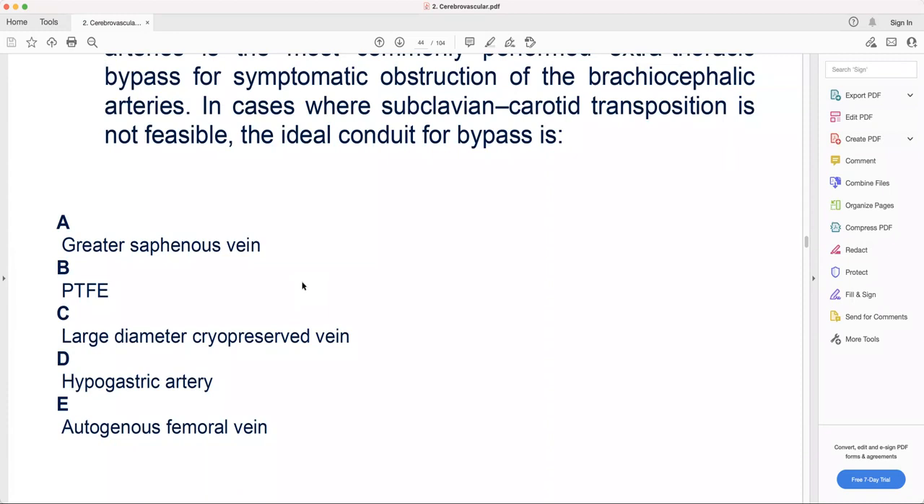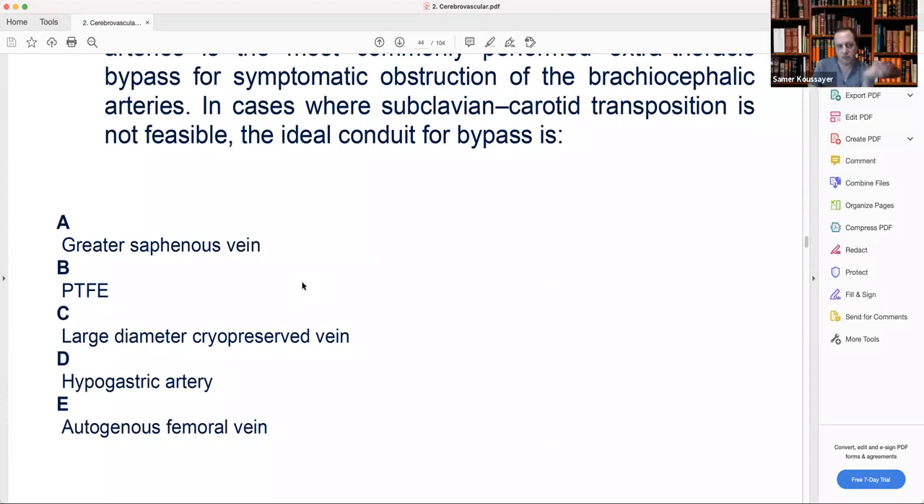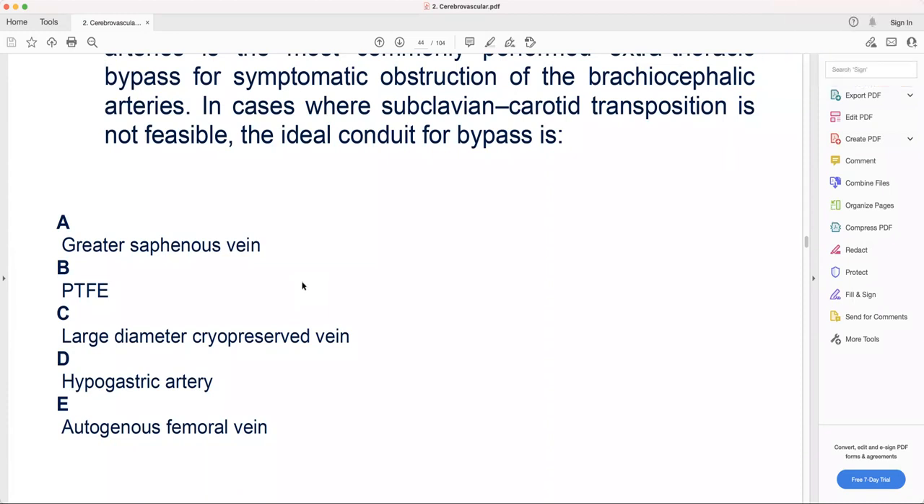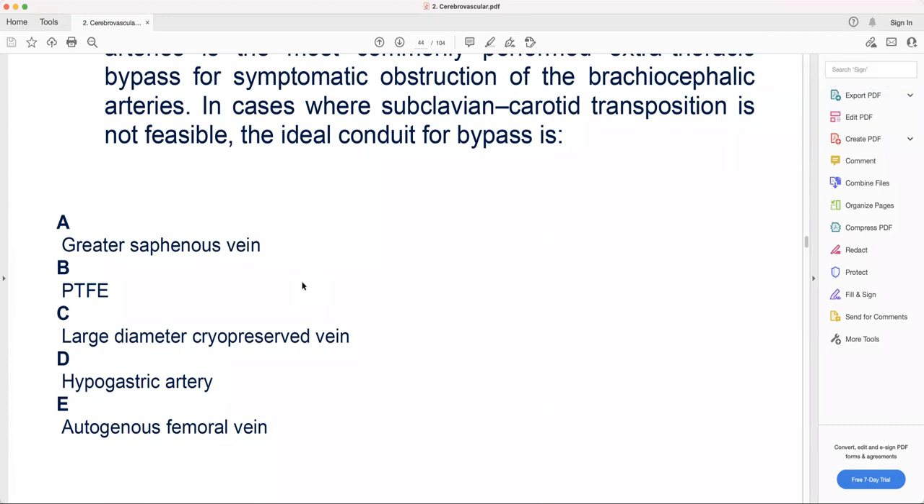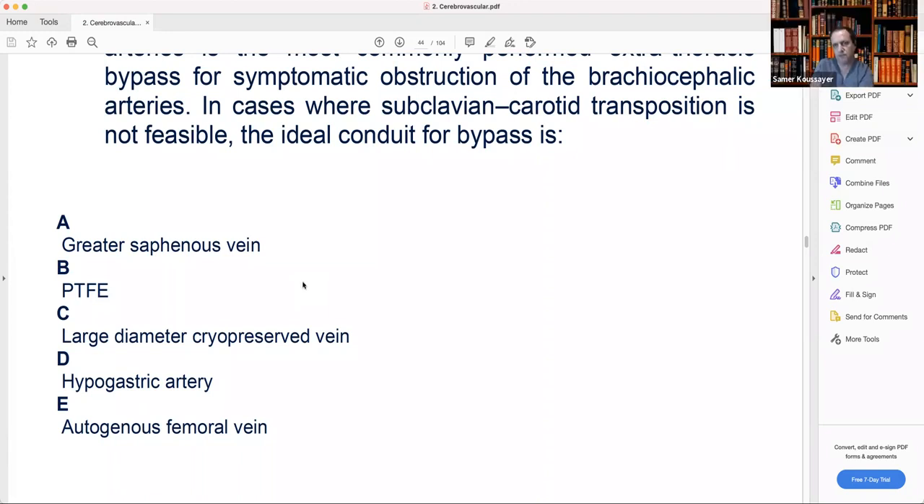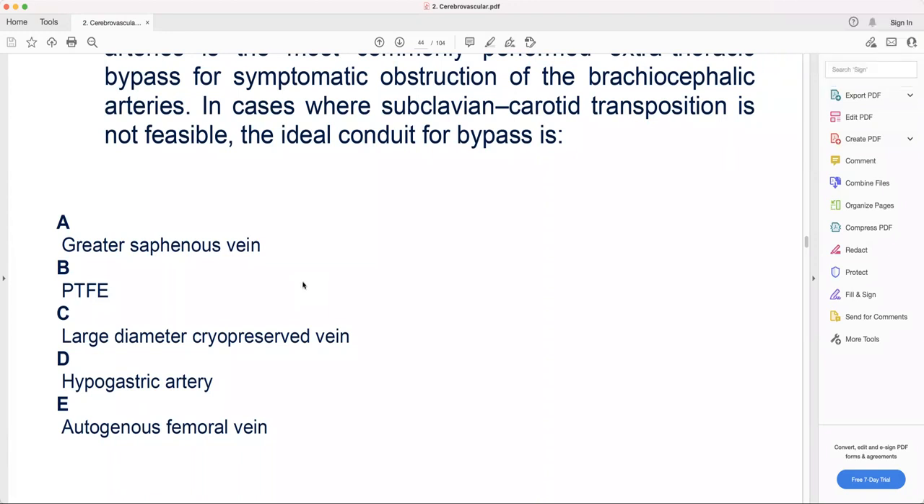Autogenous femoral vein. No. Yeah. But we don't do it, right? Just think what we do really. I mean, why should we go to the hypogastric artery? Imagine opening the abdomen to get the hypogastric artery, or getting to the femoral vein and getting the patient leg swelling. There's no reason. So all of this doesn't make sense. The only thing that makes sense is BTFE. Okay. All right.